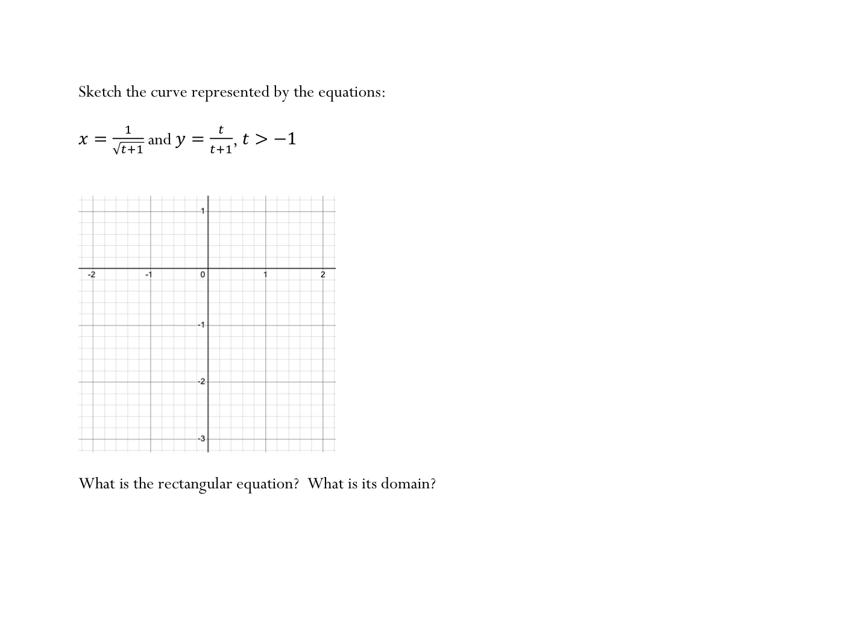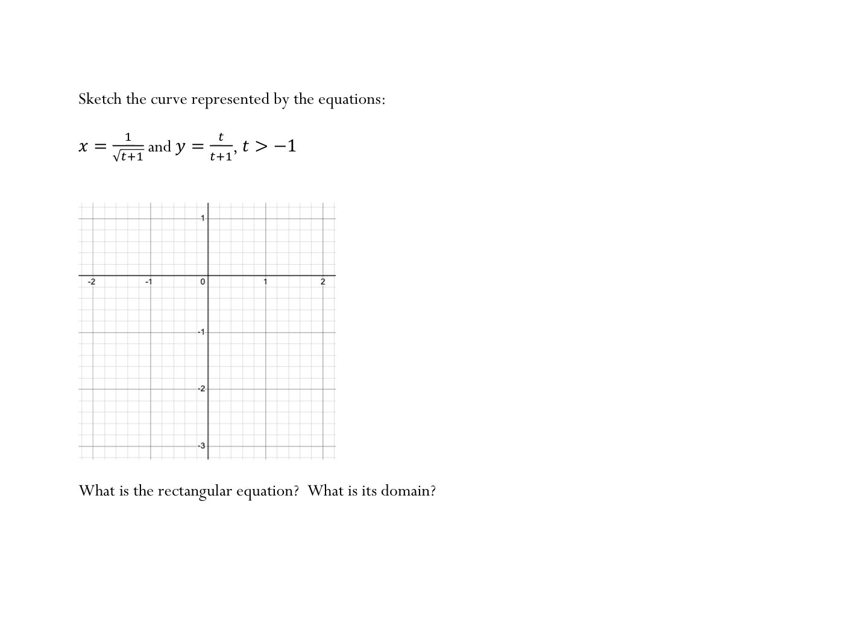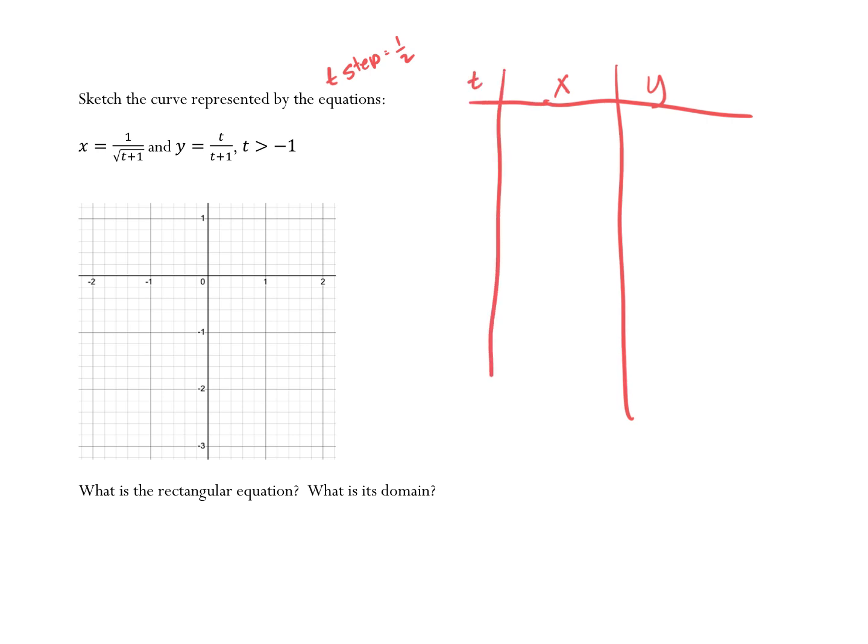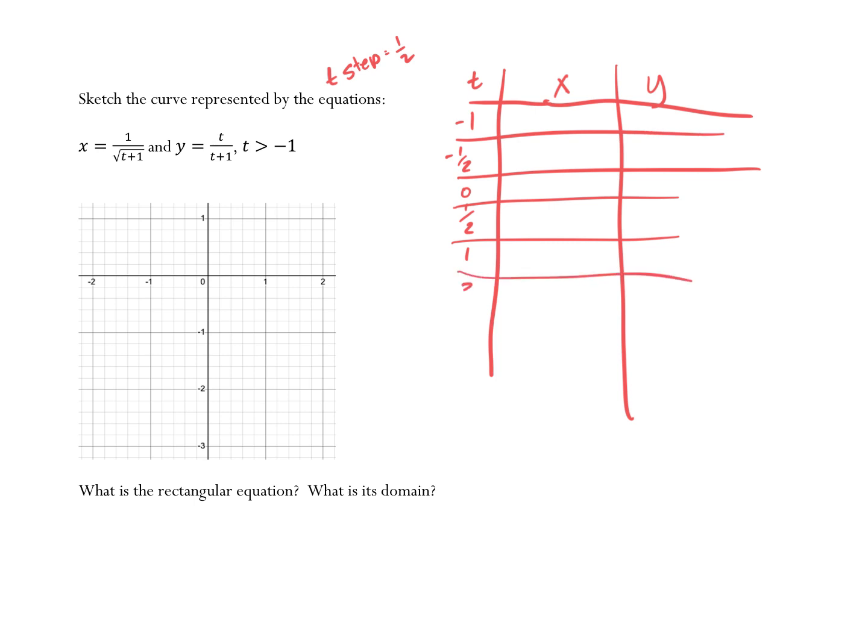All right. So for this one, let's go ahead and do an XY table like we just did, kind of, right? And let's let our t step be 1/2. Is that okay? So we're going to start at -1 for t and go up by 1/2 each time. Wait, but isn't that not in the domain? Which is why t is greater than -1. So yes, these are undefined.